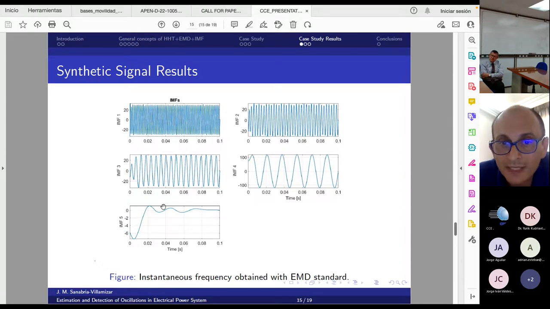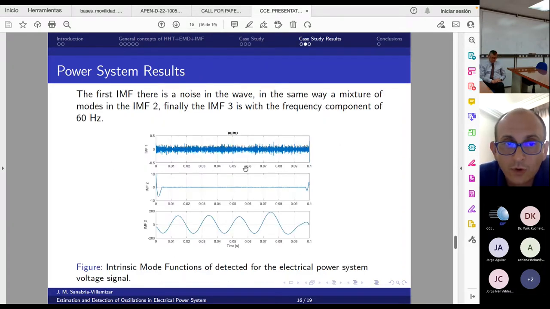The main idea is to try to get something like this, something where it's possible to recognize only what kind of frequency. And this is the main goal for this process. Another thing that it's possible to see here is that in the first IMFs, normally we have the noise component. These are high frequencies, and always the high frequencies appear in the first IMFs. And this is our case here, no?